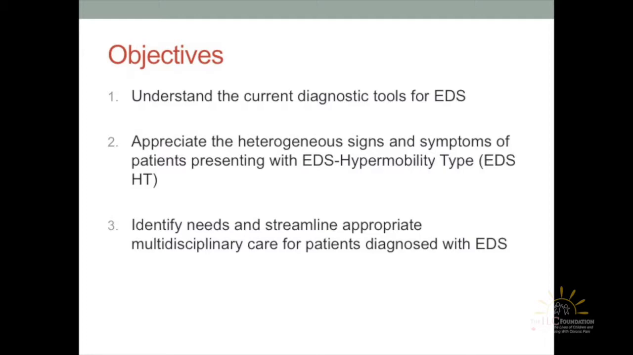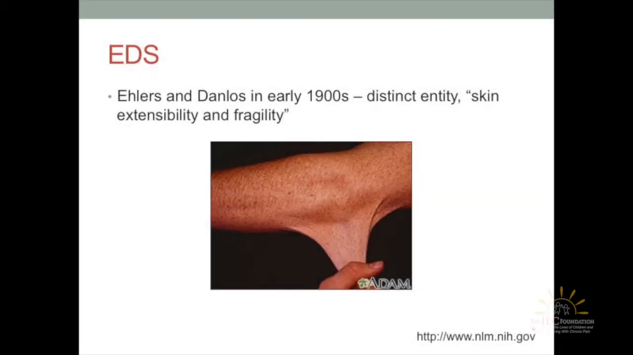So Ehlers-Danlos syndrome has been described way back in time, but the two physicians it's named after, Ehlers and Danlos, described it in the early 1900s as a distinct entity, something with skin extensibility and fragility. And of course, today we know it has branched out into something far more complex.